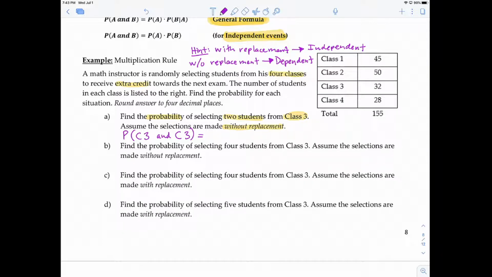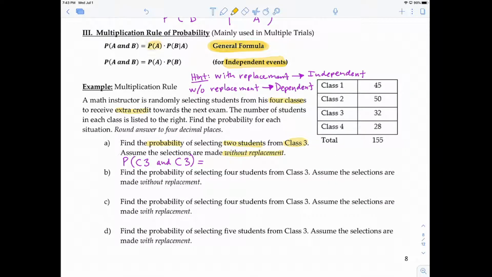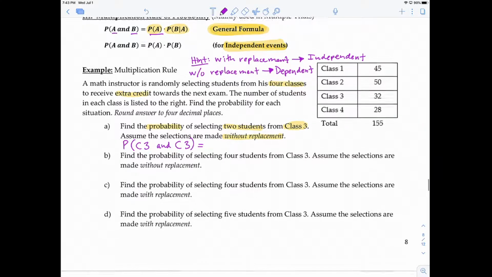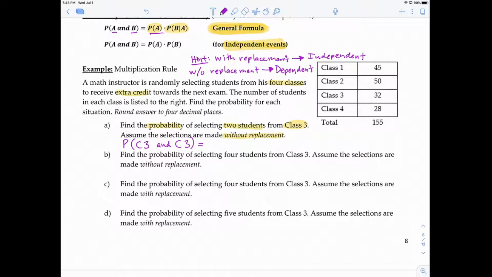So we have to look at, well, what's the probability? The multiplication rule says that's the probability of event A times the probability of event B, given that event A has occurred, right? And it just happens to be that both of these events are class 3. It doesn't matter. So what is the probability that the first student is from class 3? For the first selection, how many different ways can I select a student from class 3? Well, there's 32 students, so that's how many different ways I can select the first student being from class 3, out of 155 students, right?